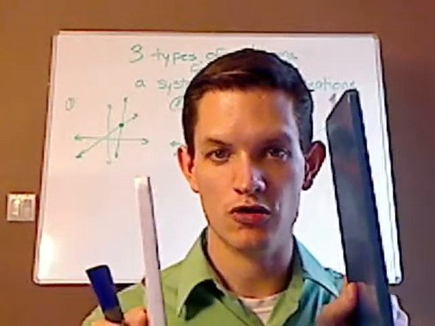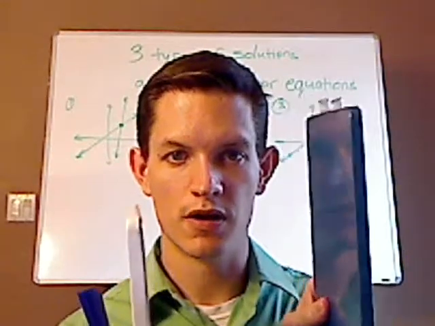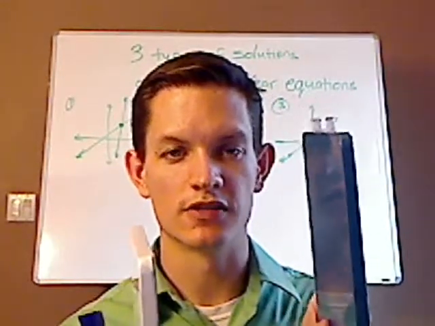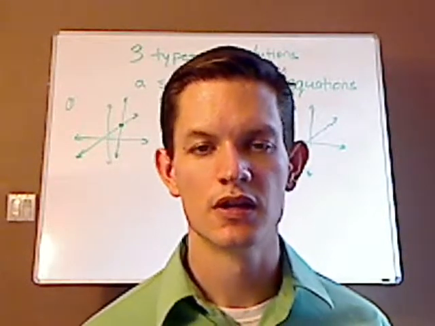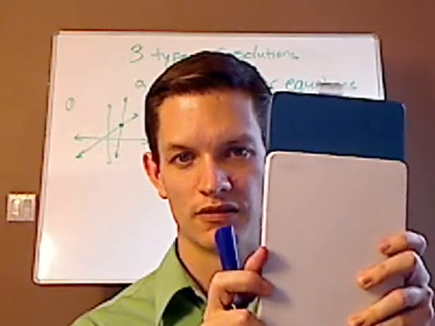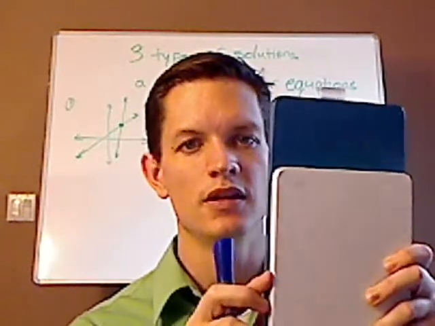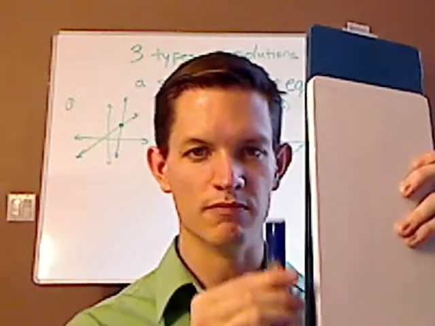And so number two, you have parallel lines, right? The parallel lines never intersect. And for the last case, you have the same line, right? Just probably in disguise. And if it's the same line, you're going to have infinitely many solutions.